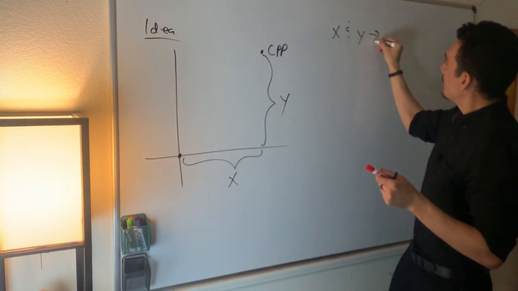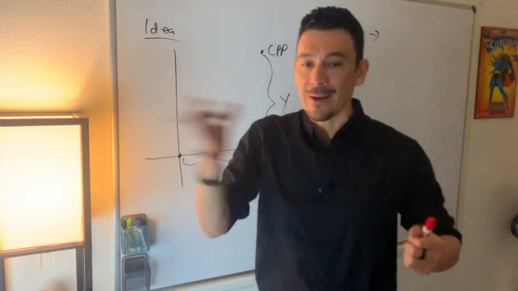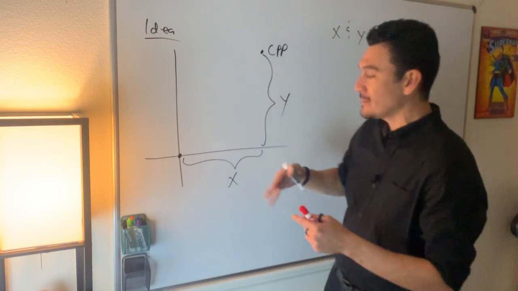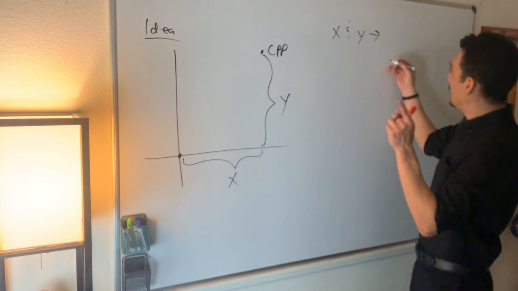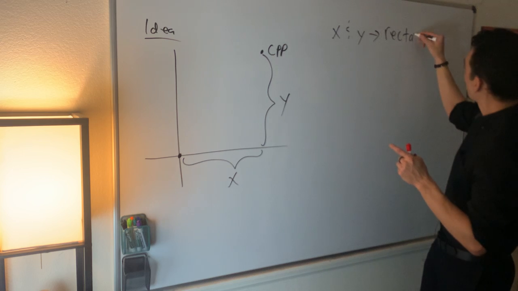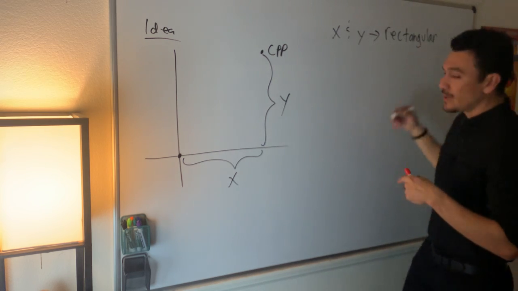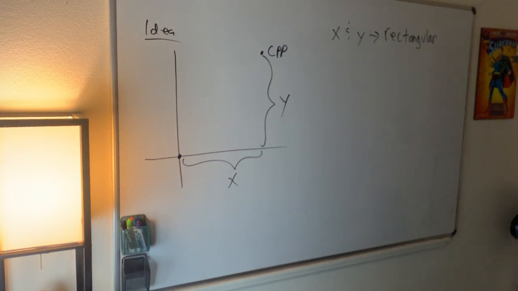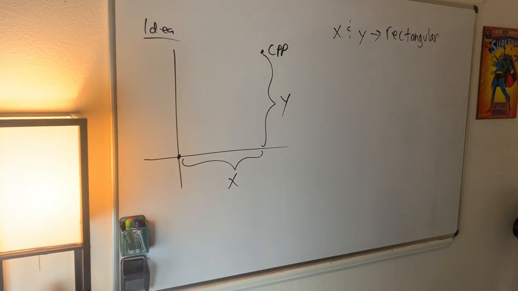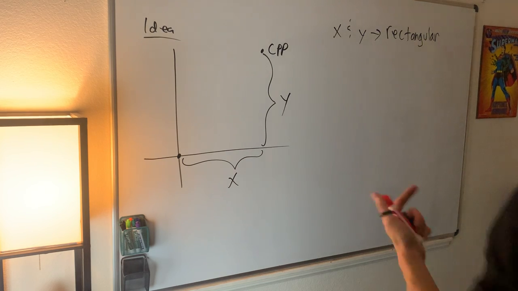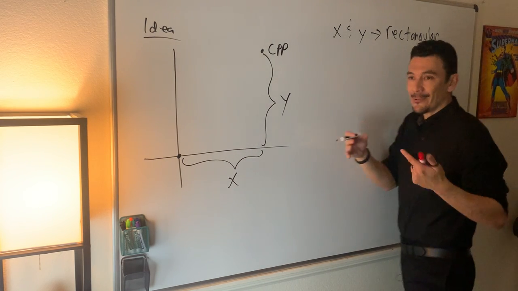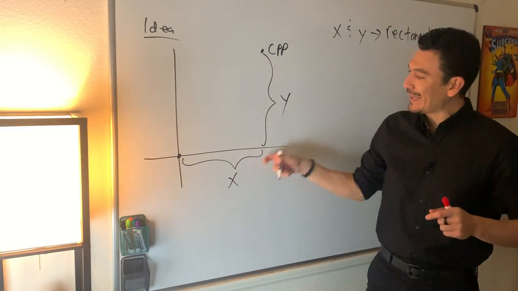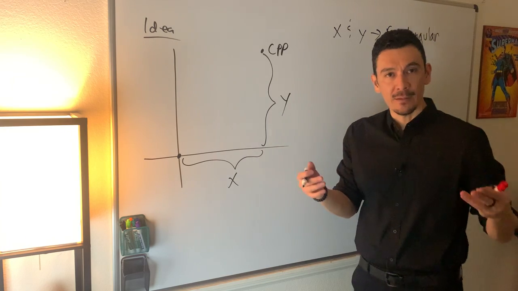X and Y, that idea of going left and right and up and down, moving along these lines, is what we call a rectangular movement. Let me check my camera, make sure you guys can see back there. It's called rectangular because the rectangle is like left and right and up and down. It's like a box. So if you move along the grid like that, x and y, that's a rectangular movement.